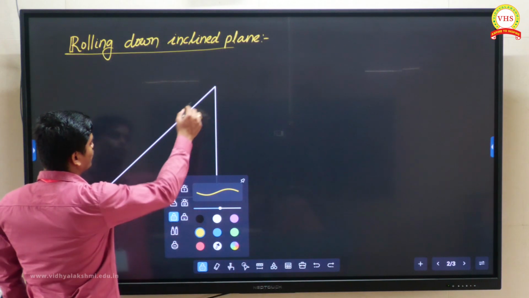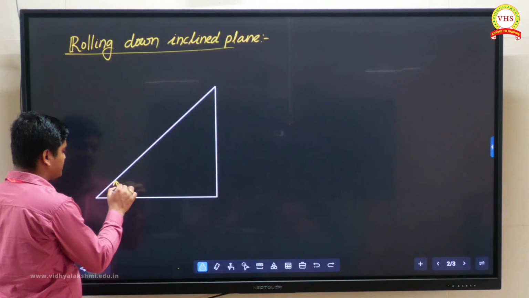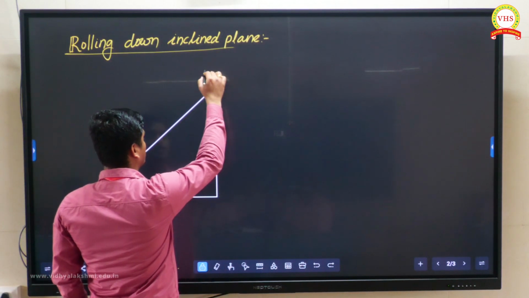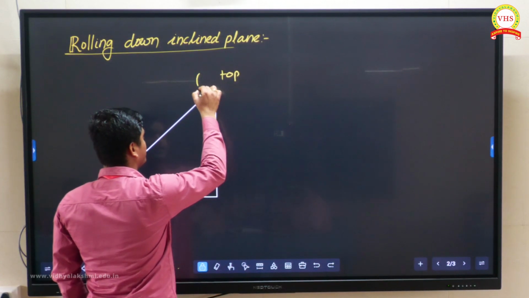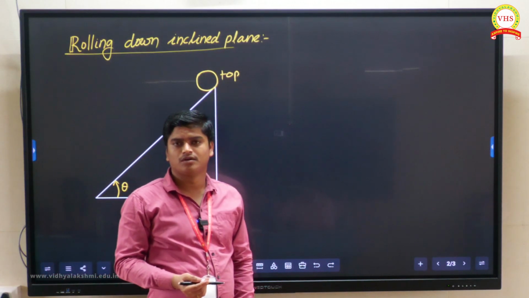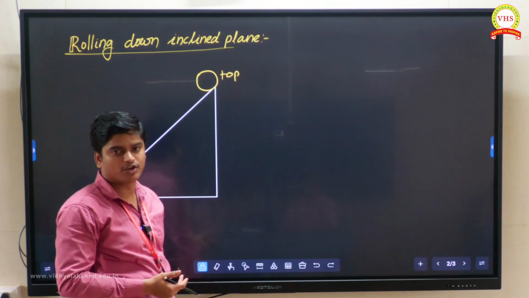So here we have an inclined plane like this. The inclined plane angle is theta, and here one object is there initially at the top position. This object is rolling down. This object can be a ring, disc or any type of rolling object.